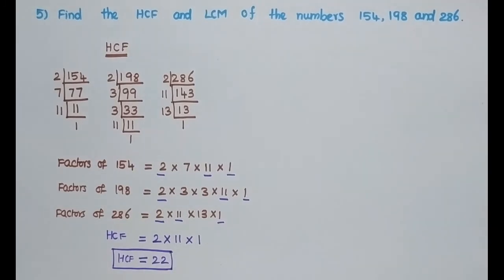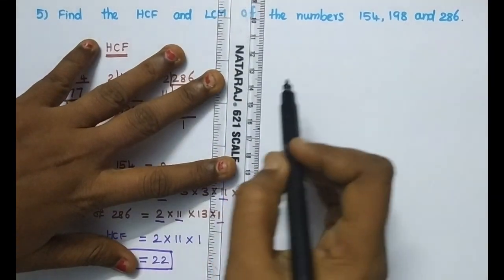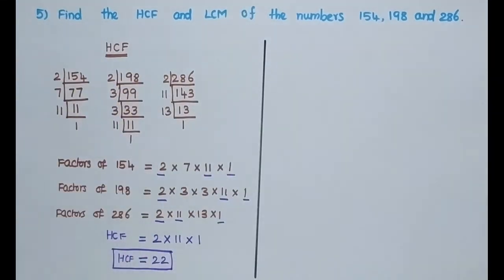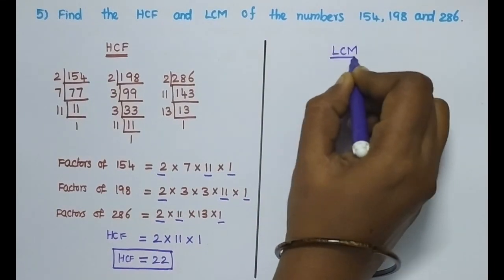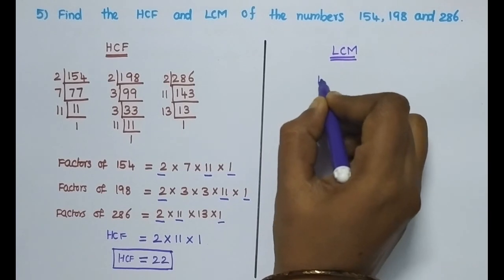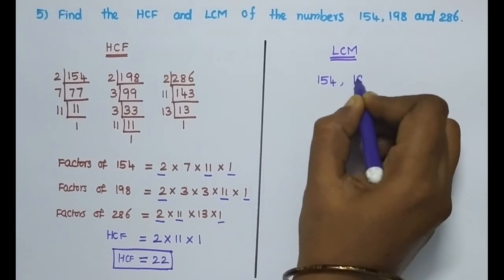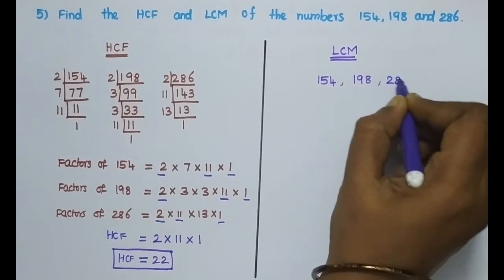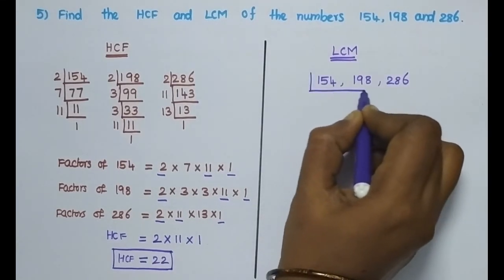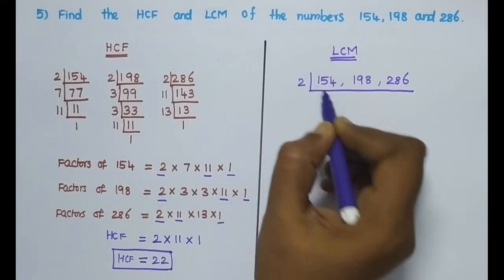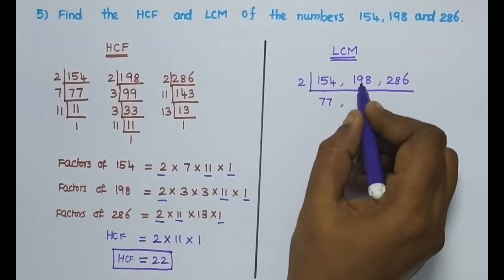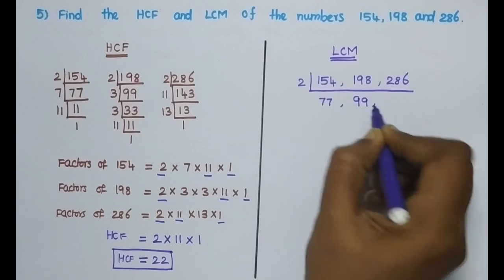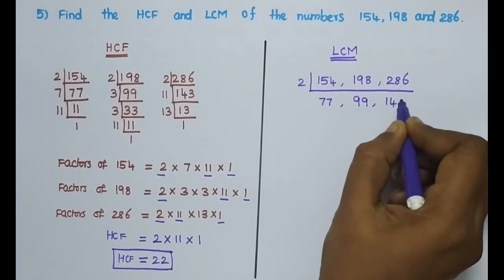Next one, we want to find out which one? LCM. LCM of 154, 198, 286. First divided by 2: 77, 99, 143.